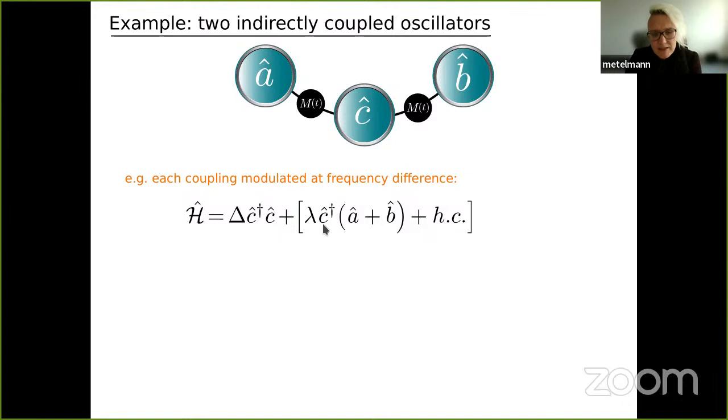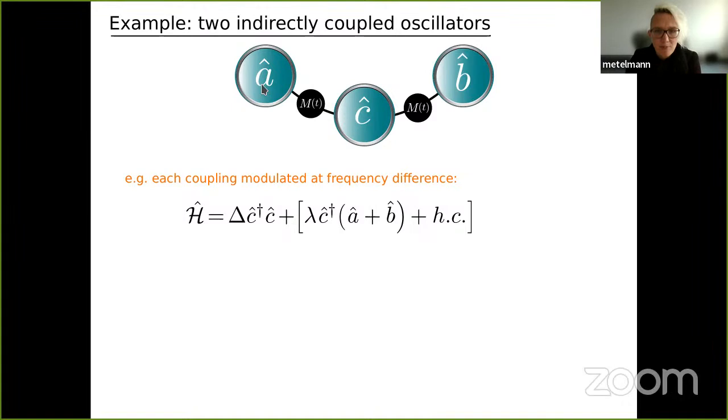So we have here that C creates an excitation in our oscillator C, and A destroys an excitation in A. And so the process is just the swapping of excitation between oscillator A and oscillator C. And the same thing is also true for the interaction between C and B. So we have hopping between A, C, and B.